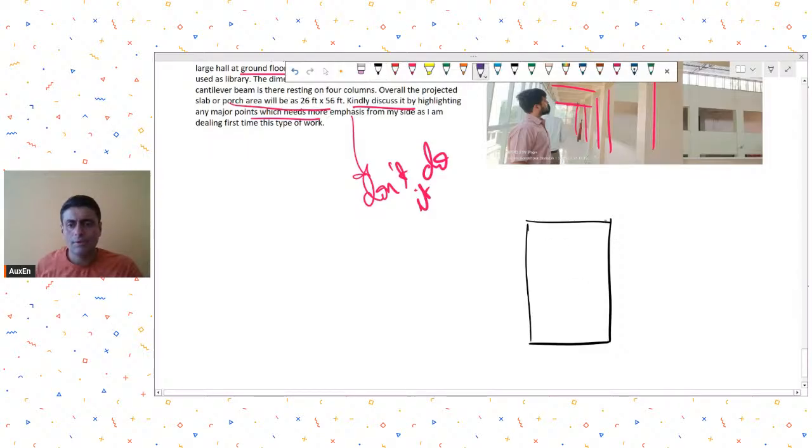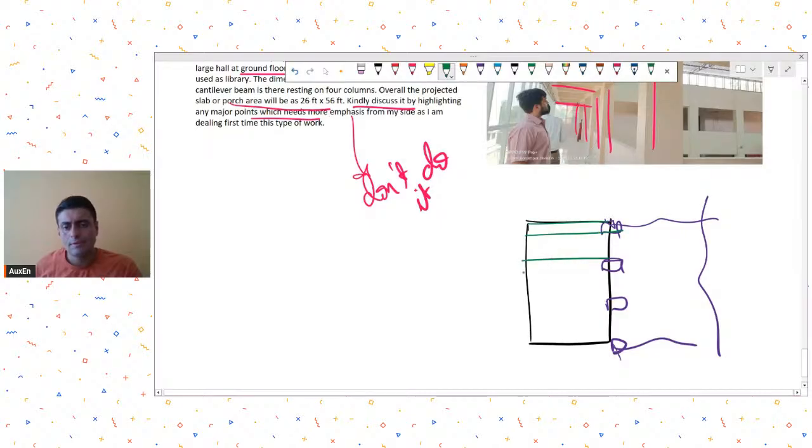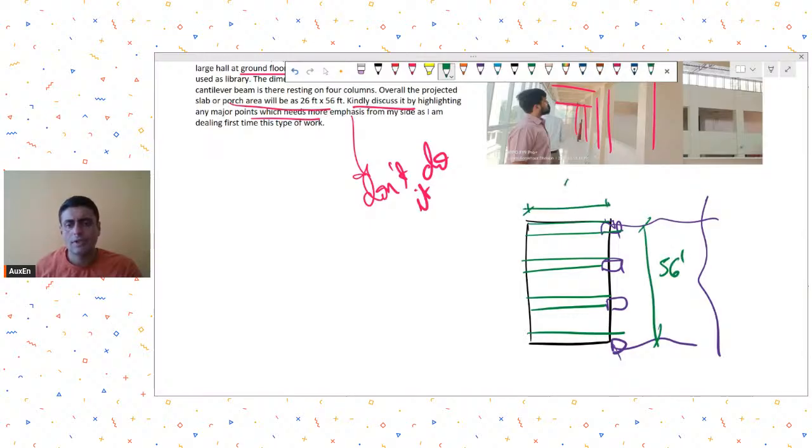you had columns, maybe these were your building, and your building was extending over here. So you had columns over here, and you had these beams. This is the plan view I'm showing you, and this was, I guess, 56 feet earlier. This was 6 feet, and these beam sizes were whatever 230 by something. Now you are saying you want to extend it to 26 feet. So this entire thing becomes 26 feet now.